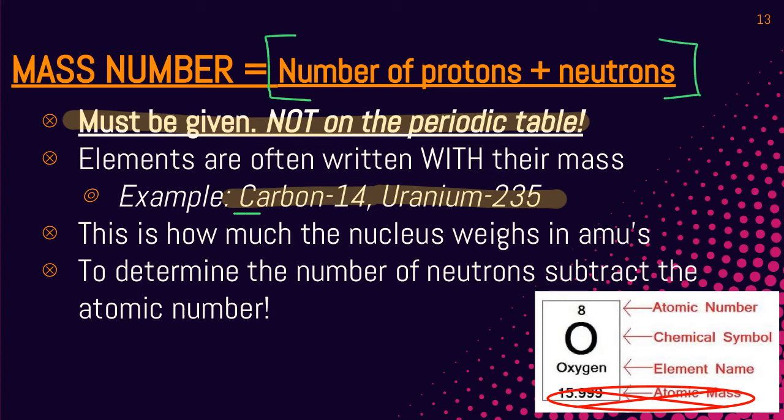So when we write carbon-14, if you look on your periodic table, carbon has 6 protons. But this says carbon-14. That's because mass number is protons plus neutrons. So carbon-14 would have its 6 protons that make it carbon, and it would have 8 neutrons, leading to a mass of 14. And this is how much the nucleus weighs in AMU. Mass number is how much it weighs in atomic mass units. To determine the number of neutrons, all you have to do is subtract the atomic number. So in order to figure out that carbon-14 had 8 neutrons, I took my mass of 14, I subtracted my 6 protons that I know carbon has, and I got a total of 8 neutrons.